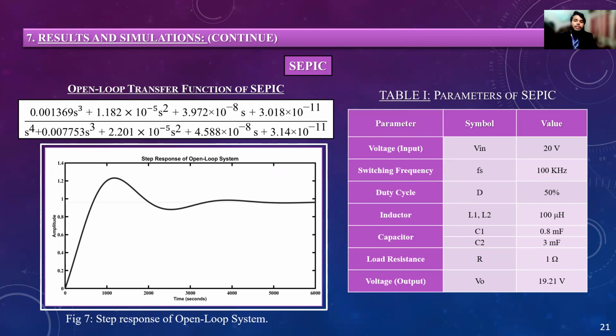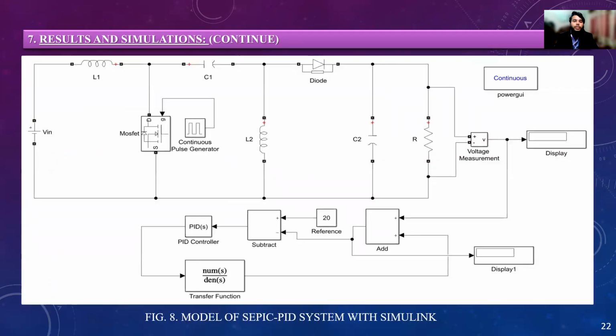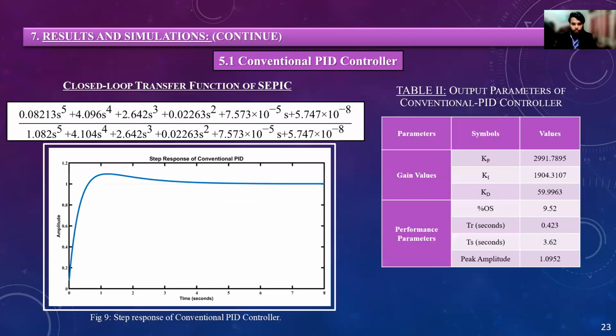It can easily be said that the performance of the open loop system is very poor, as all the performance parameters are very high. So to overcome this situation and control the system, a closed loop SEPIC with a PID controller is introduced, designed in Simulink. By tuning manually in the PID tuner app of MATLAB, we found these gain values for PID.